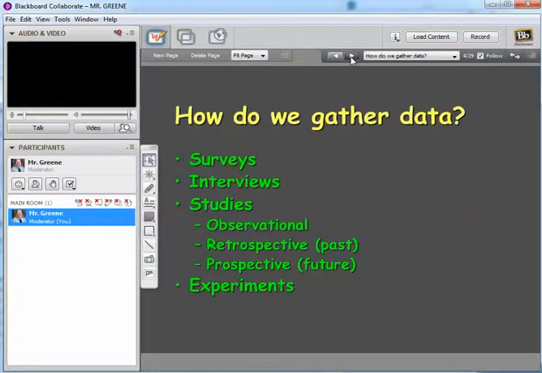Okay? So, how do we go about gathering data? Well, one way is to take a survey of some people. One way is to interview people. Some people think about studies where they study some different information. They got observational data or retrospective data that might have happened in the past, or prospective data, things that might happen in the future. Those are studies that might be done. And the last one here is experiments. We're going to be looking at all of these over a period of time, but for right now, we're just going to talk about how do we get the sampling.